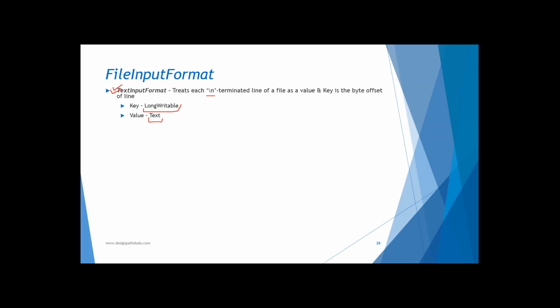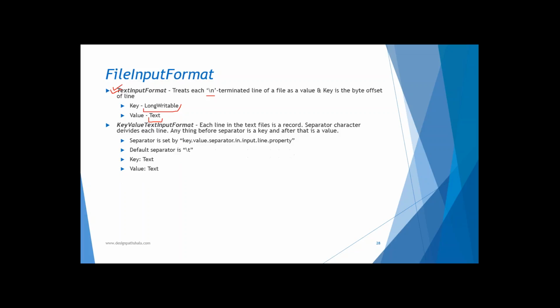Then there are other file input formats which are already implemented for us. There's something called key value text input format. What it does is you just define a character on which you want to split your data, and based on that character, it will divide your data into key and value. So if you set tab as a separator, anything prior to tab will become your key, and anything after your tab will become your value. So your map function will be called with this as a key and this as a value. And in this case, key will be text only, value will be text only, because it's reading the data from your file.